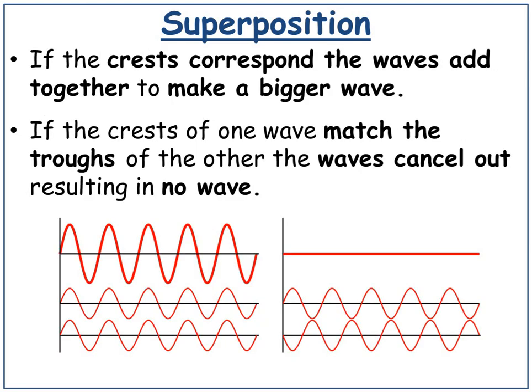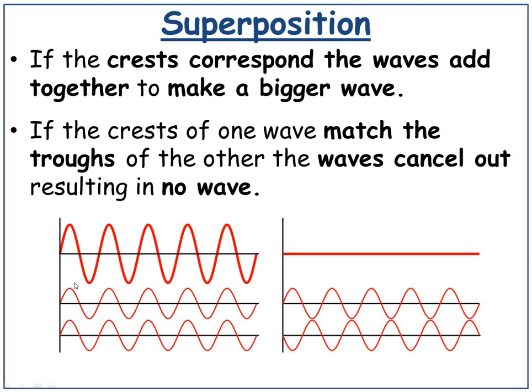If the crests correspond, the waves add together to make a bigger wave. If their crests are at the same point, and the troughs are at the same point, then they add together to make a much larger wave. However, if the crest of one wave meets the trough of another, they cancel each other out and you end up with no wave. This is called superposition.